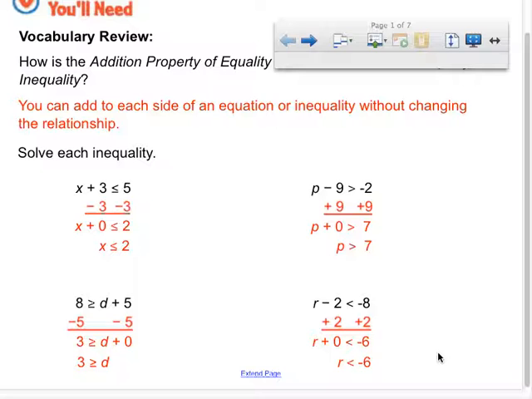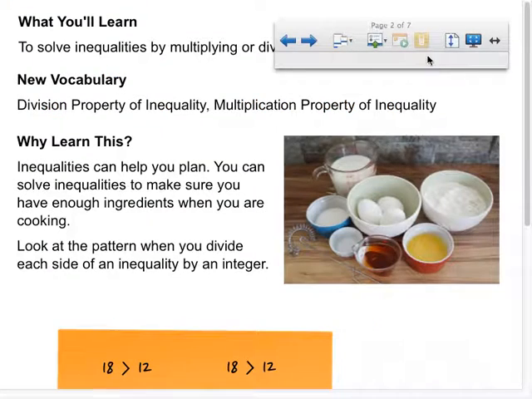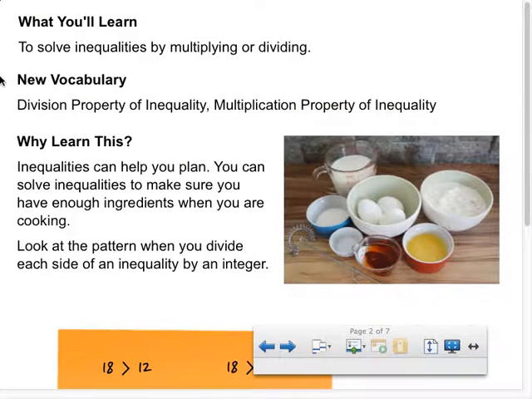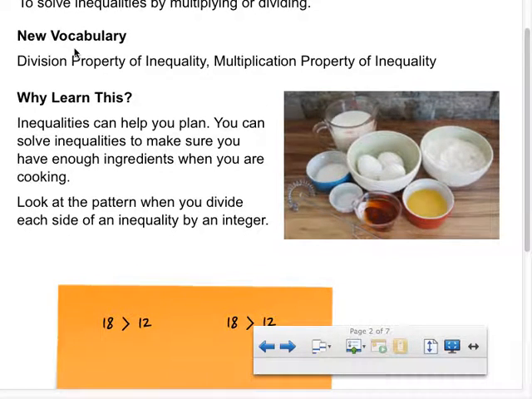Okay? Any question about the warm-up? Okay, let's move on. Here we go. Now we're going to learn some new properties. I'm going to go ahead and read this since I'm making the video this period. What you'll learn: to solve inequalities by multiplying or dividing. New vocabulary: division property of inequality, multiplication property of inequality. Why learn this? Inequalities can help you plan. You can solve inequalities to make sure you have enough ingredients when you're cooking.